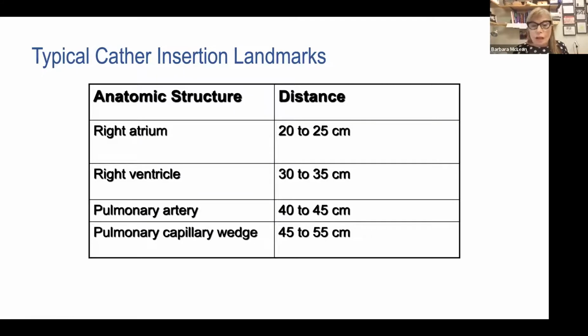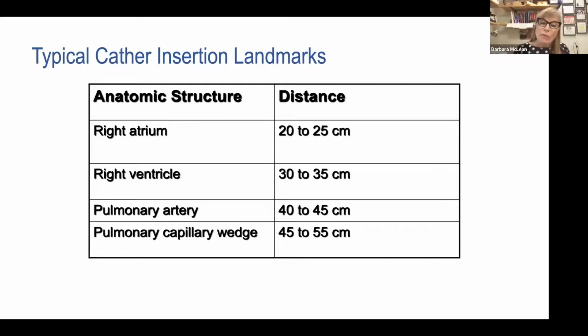Now, this is not determined by how large your patient is, because this is not about their weight, it's about their thoracic cavity. So typically, by 45 centimeters, your catheter should be in the pulmonary artery. And because the balloon is inflated, the catheter will move forward into the pulmonary occlusion position. That's normally between 45 to 55 centimeters.